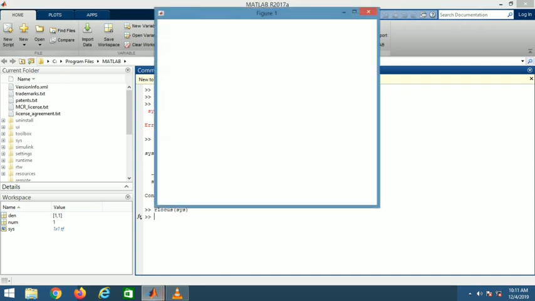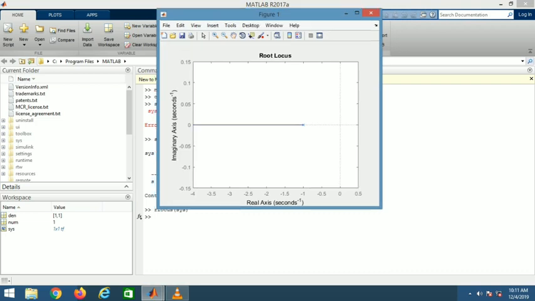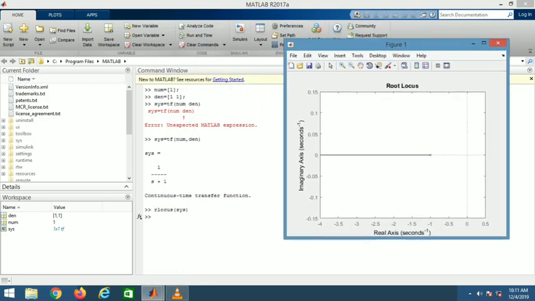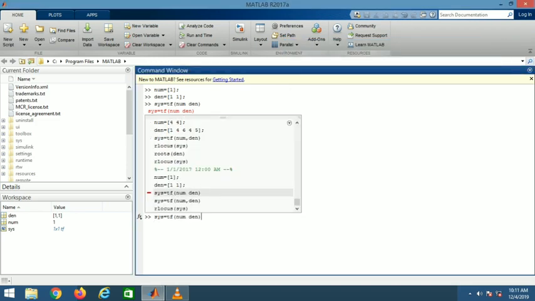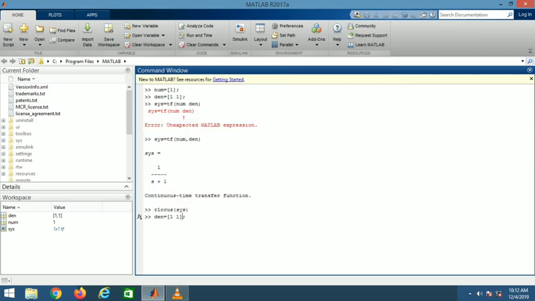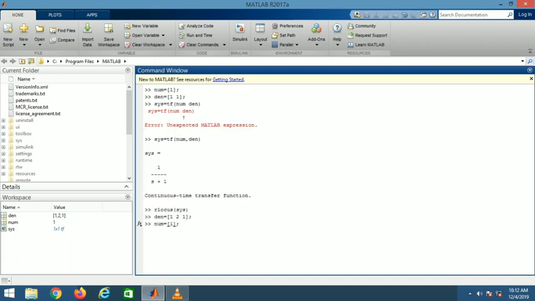It will take some time to plot. Yeah, here we have the root locus diagram, and we can very well plot other root locus diagrams. Let's try a different one. Let's take the denominator as 1, 2, 1, and let the numerator be 1, 1.